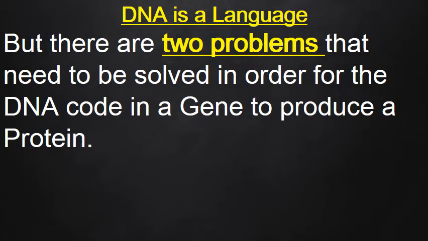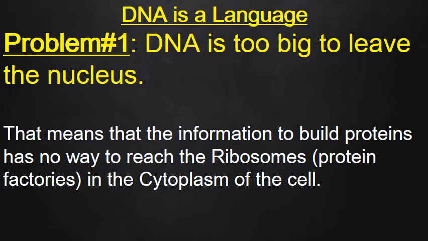But there are 2 problems that need to be solved in order for the DNA code in a gene to produce a protein. Problem number 1. DNA is too big to leave the nucleus. That means that the information to build proteins has no way to reach the ribosomes, the protein factories that are found in the cytoplasm of the cell.